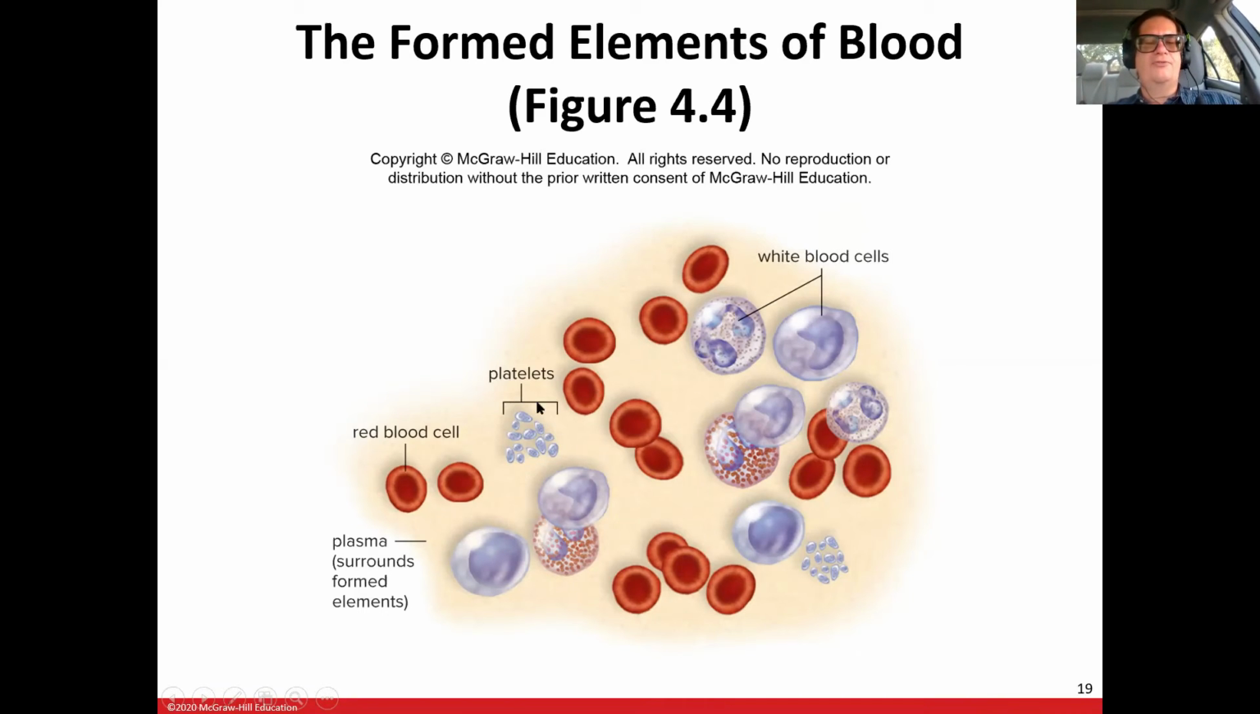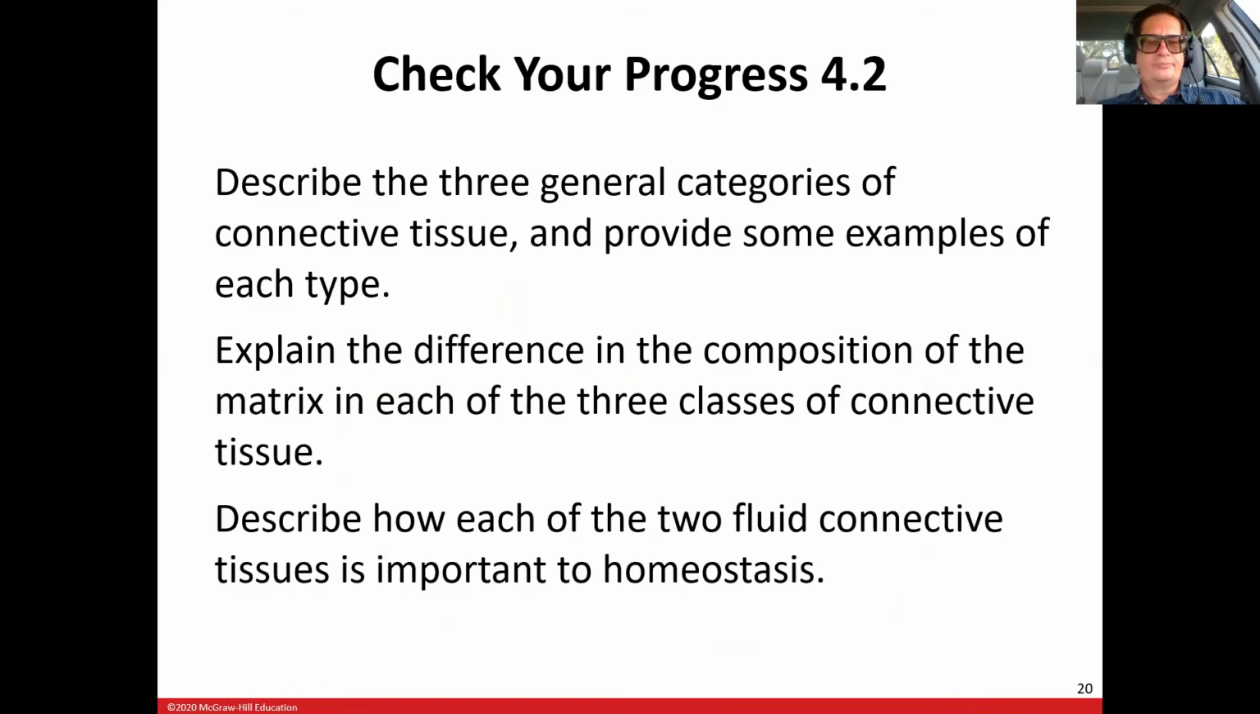Platelets are the little fragments, the thrombocytes, if you want to sound nerdy. The little pieces of cells that when you activate them are super important in clotting. All right, so check your progress. Three categories of connective tissue, examples of each. So three categories: we have dense connective tissue, loose connective tissue, fluid connective tissue. Actually, I know what we should do. Pause this video and see if you can answer these questions.